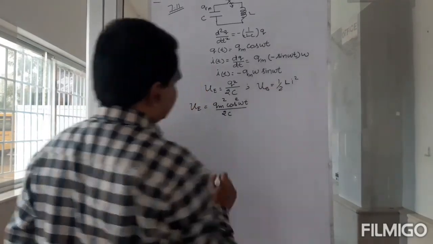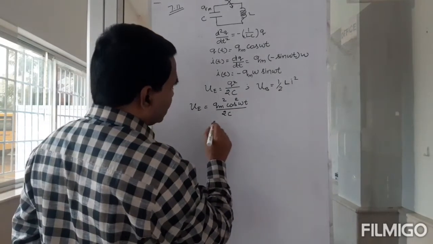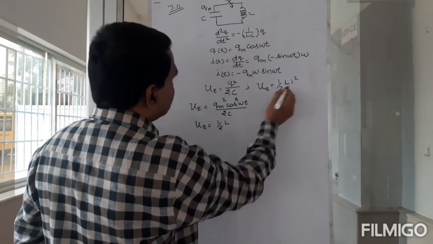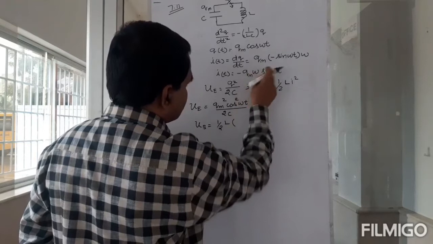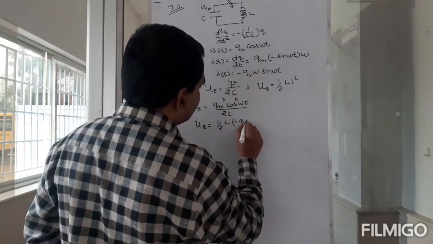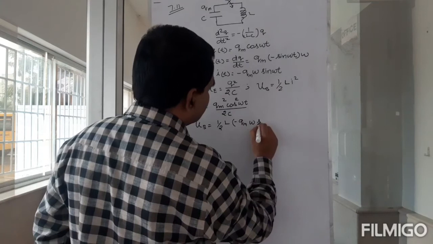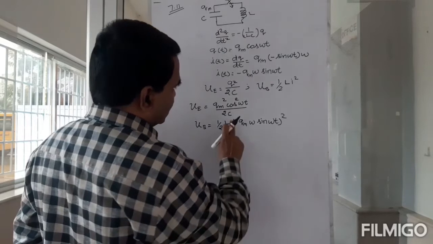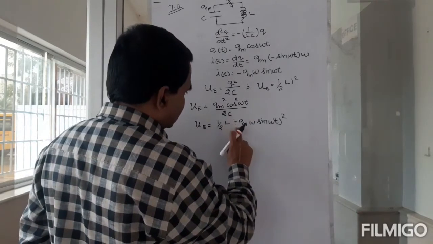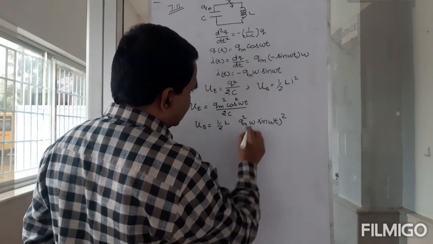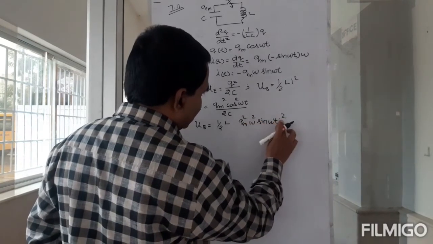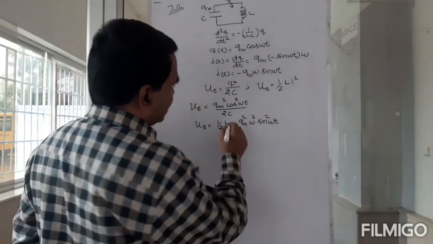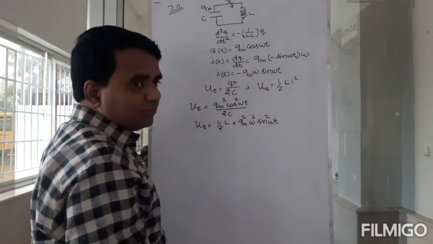And what about UB? UB is equal to half L. Instead of I, I am going to put this: minus Qm omega sine omega t, the whole square. So what is it going to give me? This is going to be Qm squared, omega squared, and sine squared omega t. Okay? So this is what I get for UB.